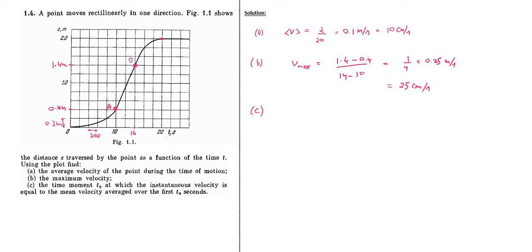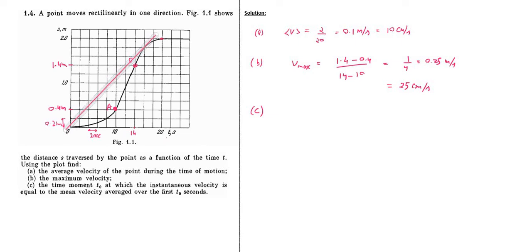This is very interesting. We need the time moment t naught at which the instantaneous velocity is equal to the mean velocity averaged over the first t naught seconds. So average velocity is basically total distance upon total time. So average velocity will be the straight line graph. So if we draw a straight line, and try to find out where it will be the tangent.